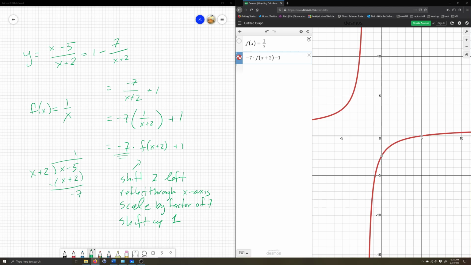And I'm just going to edit this so I can see it, and then I'm going to type y equals x minus 5 over x plus 2. And edit the color here. We'll make this red. And so you can see that it's doing what I wanted it to do. So you can use this in order to graph simple rational functions.